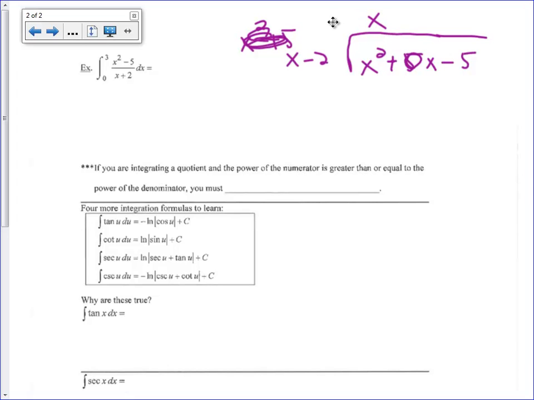So we put that on top and then we back distribute. X times x is x squared. X times negative 2 is minus 2x. You see why we needed that placeholder now? We've got to have something to add this negative 2x to. The next step is to subtract. X squared minus x squared, of course, is 0. 0x minus negative 2x is a positive 2x.